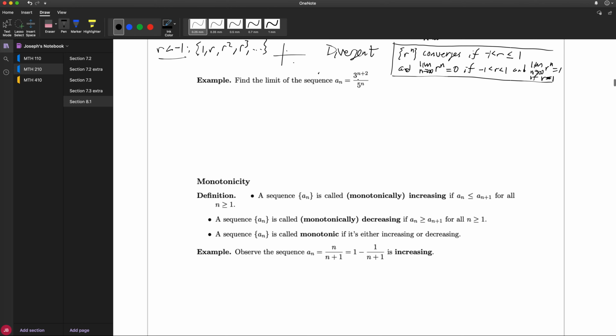So notice this sequence a_n is 3 to the n plus 2 over 5 to the n. Well, we're going to use rules of exponents to simplify this. So this is 3 to the n times 3 squared over 5 to the n, right? 3 squared is 9. So this is 9 times 3 to the n over 5 to the n, which equals 9 times, and now these are both raised to the power n. So that's the same as 3/5 all to the n. Right? And so I guess my question then is, what is r? Is there what's known as a common ratio?